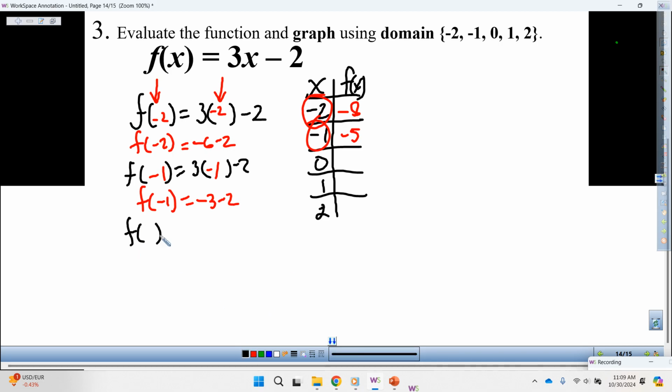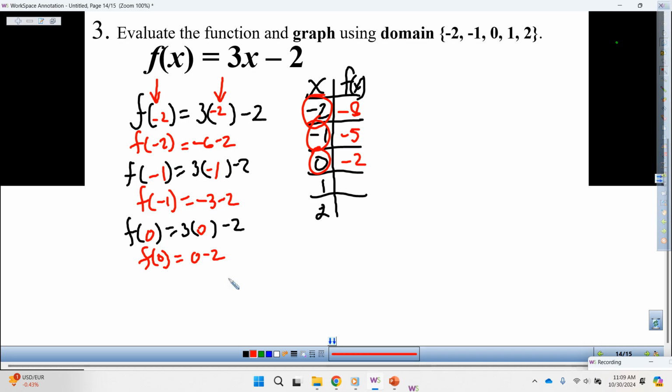Next, f of 3 blank minus 2. Next value is 0. So this is f of 0 equals 0 minus 2, which is -2. So far so good? Yes?